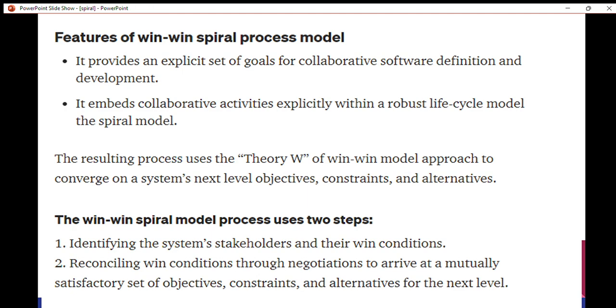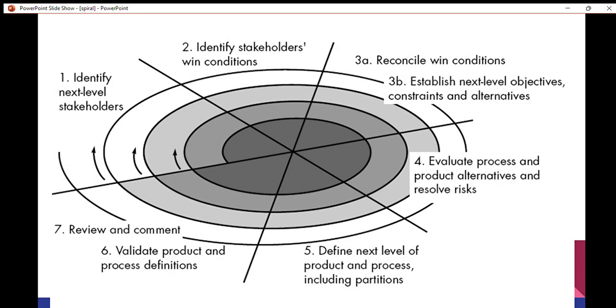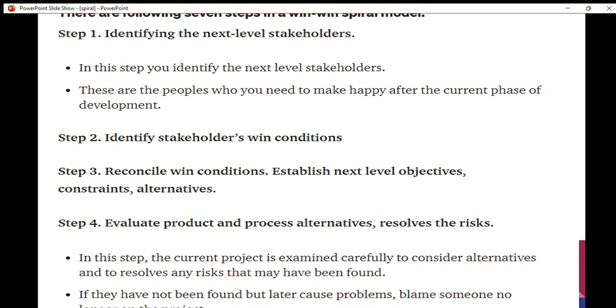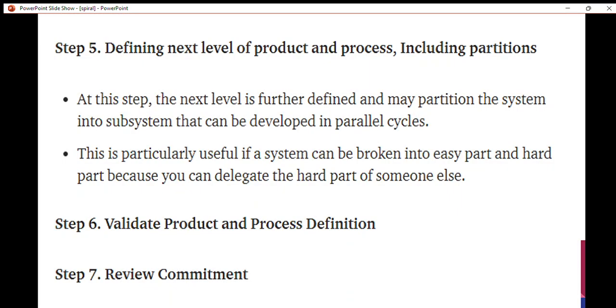The win-win spiral process uses 2 steps. One is to identify system stakeholders and their win conditions, then reconciling the win conditions through negotiations to arrive at a mutually satisfactory set of objectives, constraints, and alternatives for the next level. So these are the 7 different steps: identify the next level stakeholders, identify stakeholders' win conditions, reconcile win conditions, establish next level objectives, constraints and alternatives, and evaluate product and process alternatives and resolve the risks. Step 5, defining next level product and process including partitions. Step 6, validate product and process definition, and step 7, commitment.